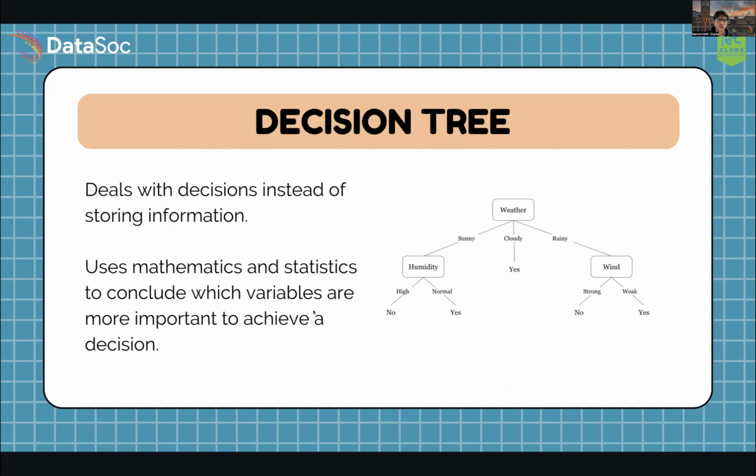Now, let's move on to decision trees. So a decision tree is a sort of data structure where we deal with decisions instead of storing information, right? So we use a combination of mathematics and statistics to conclude what variables are more important to reach a decision, right? An example could be, let's say the weather. If the weather is sunny, cloudy, or rainy, right? Now, if it's sunny, is there high humidity or is it normal? Or is it windy? Is the wind strong or is it weak? So that's how we keep making this decision tree and we arrive at an answer, right?